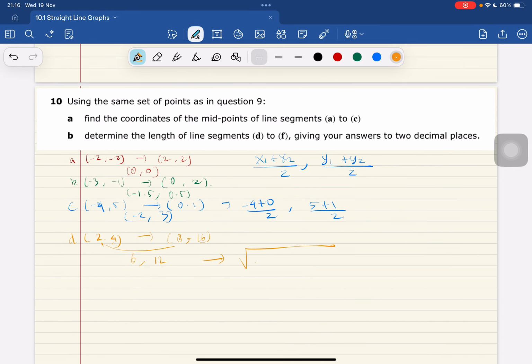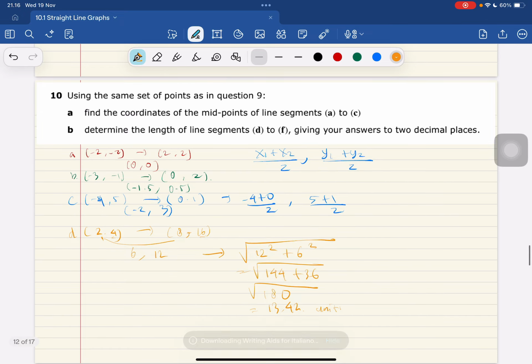So square root of 12 squared plus 6 squared. So 144 plus 36. So this is the square root of 180. So this will be 13.42 units.